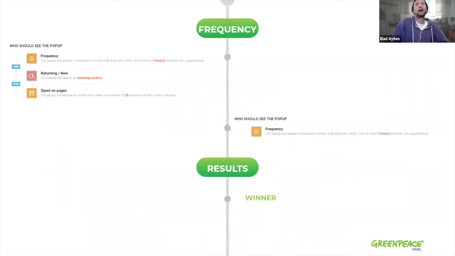Frequency. If someone is moving between a few articles on a website, we don't want the pop-up to harass them. So we put a limit of 2 times in an hour. This was the winning one versus showing it several times. You can move forward.